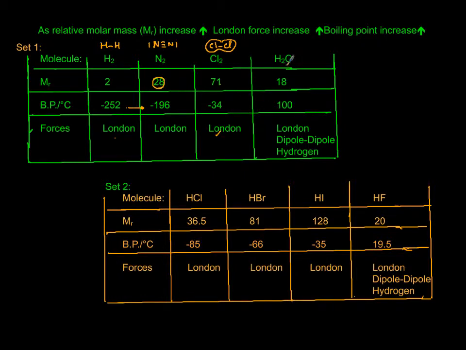Now if you look at H2O, its molar mass is only 18, so it's somewhere between hydrogen and nitrogen, but its boiling point is 100 degrees Celsius, which is the highest. So the question is why.